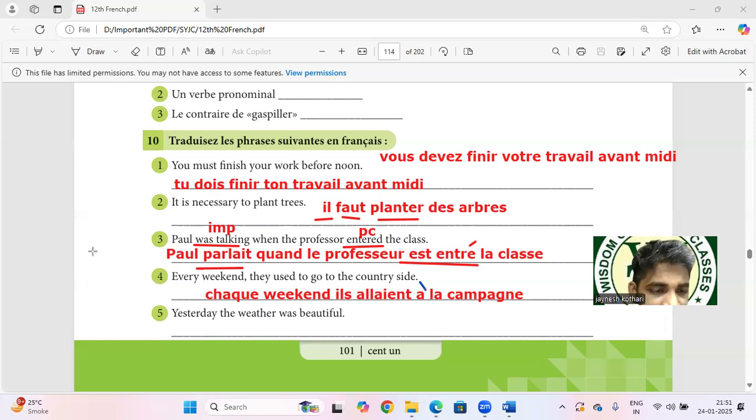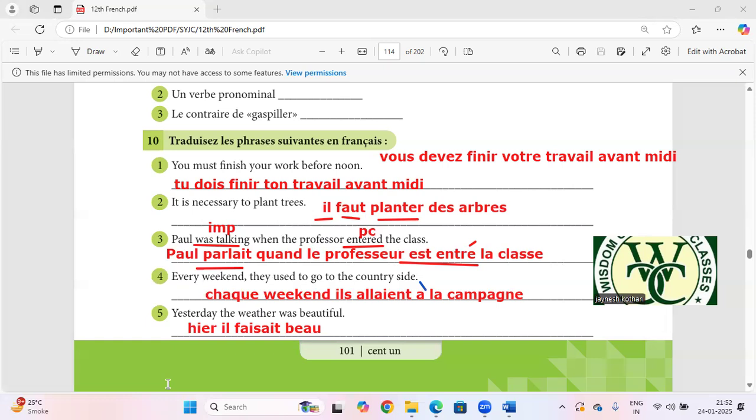Okay. And last one, yesterday the weather was... Il faisait beau. Yes, yesterday the weather was beautiful. Students, when you write about weather, you have to compulsorily use the verb faire, and the verb faire has to be put in the imperfect.